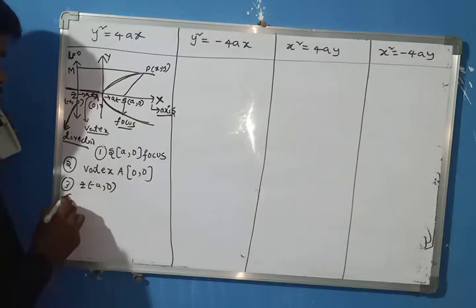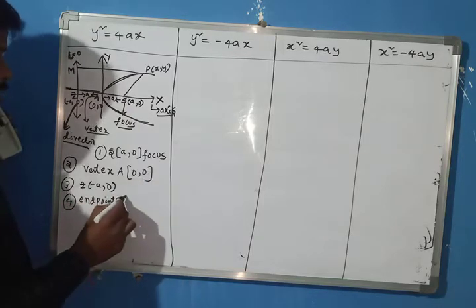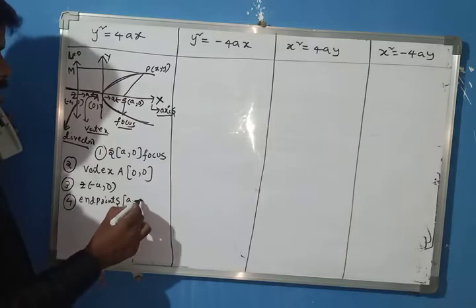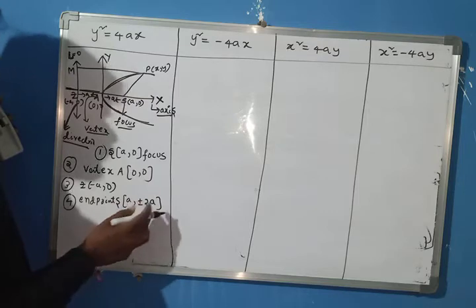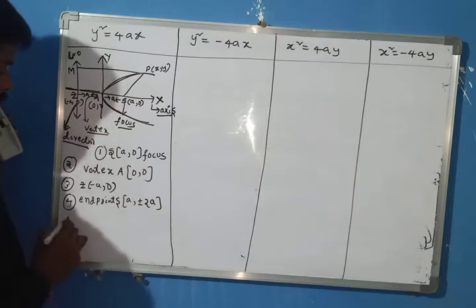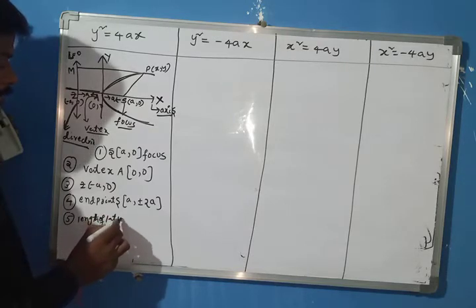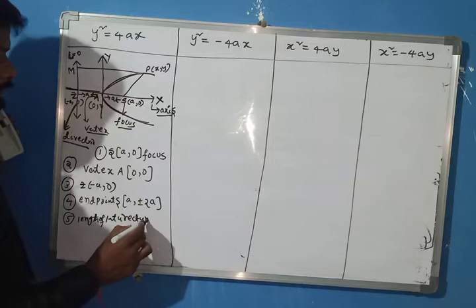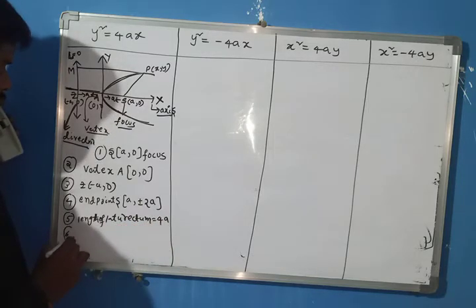Fourth one, the endpoints of the latus rectum. The endpoints are (a, plus or minus 2a). Two points: P (a, 2a) and Q (a, minus 2a). The length of the latus rectum, LLR, equals 4a. Now that is completed.